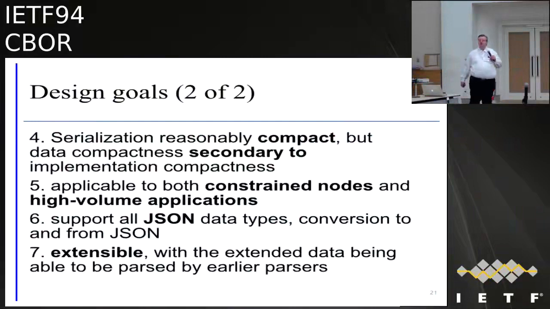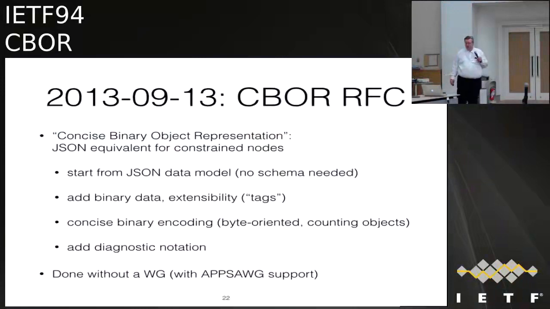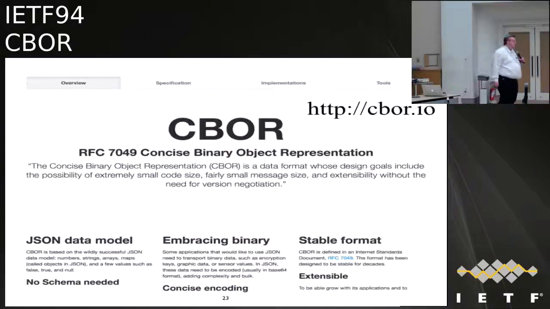We wanted to support all JSON data types with a defined conversion to and from JSON. And finally, we wanted the format to be extensible. So we are taking a different stance here from JSON, which is deliberately not trying to be extensible. But we think protocol evolution usually requires some extensibility. So pretty much 2 years ago, we finally got an RFC out of that. And people since have actually started implementing that. And there is a website called cbor.io that collects information about what's out there in the implementation space.